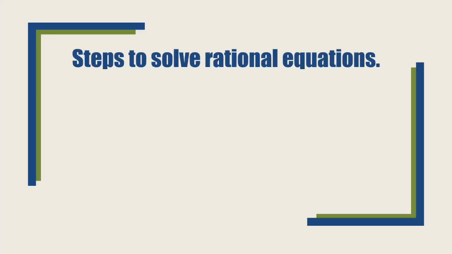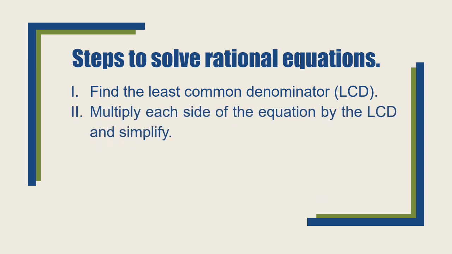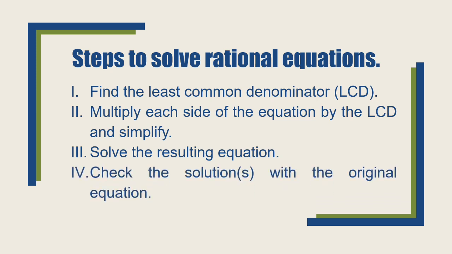Let's have the steps to solve rational equations. So the first step, you are going to find the least common denominator. Then multiply each side of the equation by the LCD and simplify. Third, you are going to solve the resulting equation or equations. And fourth, you are going to check the solution or solutions with the original equation.